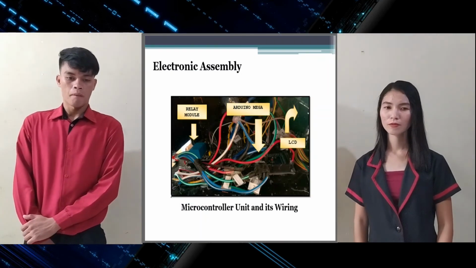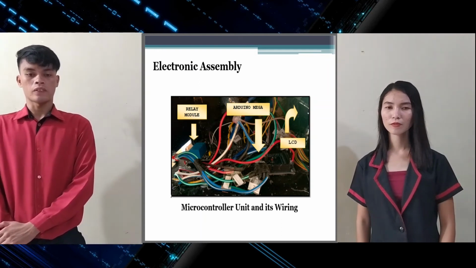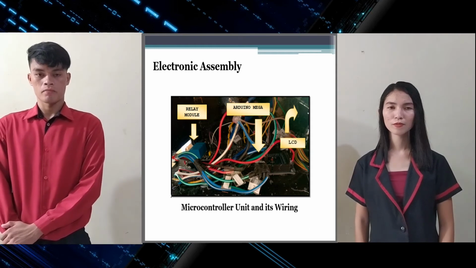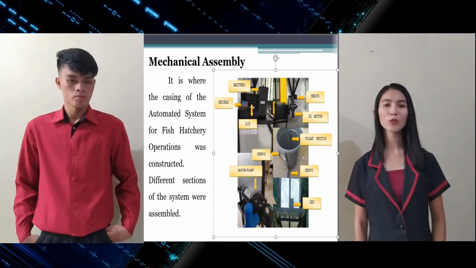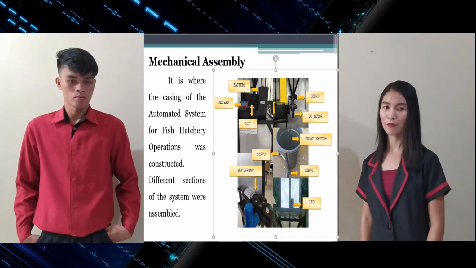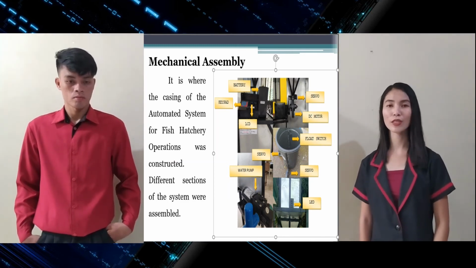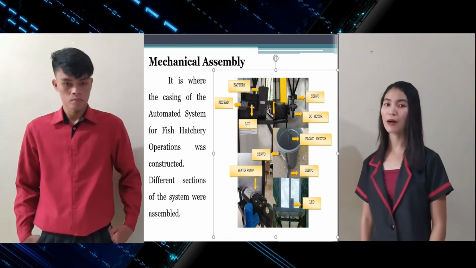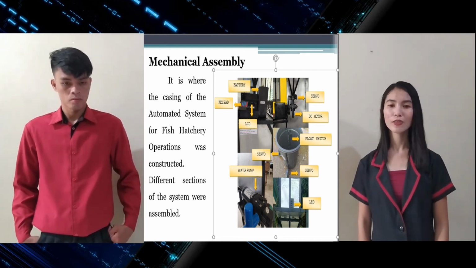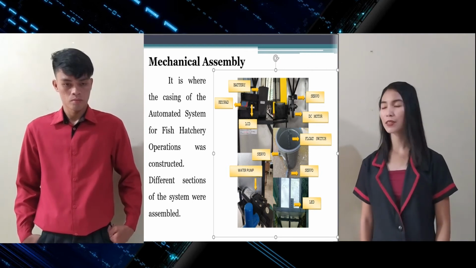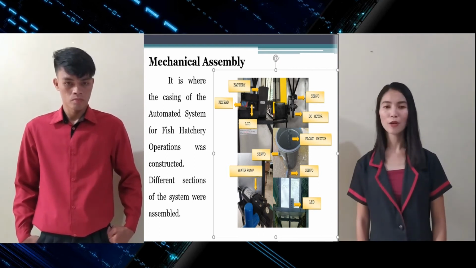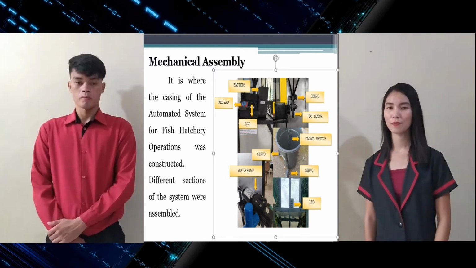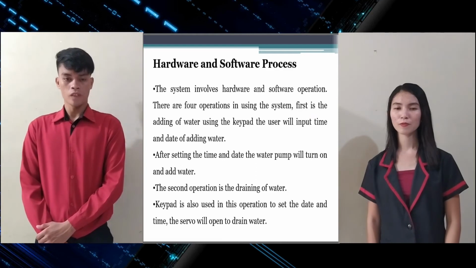Electronic assembly: microcontroller unit and its wiring, relay module, Arduino Mega, and LCD. Mechanical assembly. It is where the casing of the automated system for fish hatchery operations was constructed. Different sections of the system were assembled: the battery, keypad, LCD, servo, water pump, DC motor, float switch, servo, LCD, and LED.